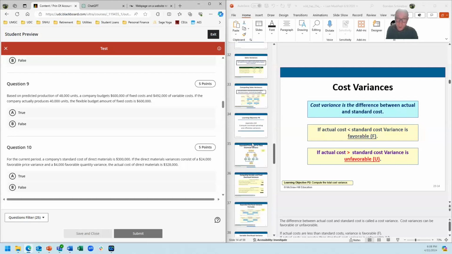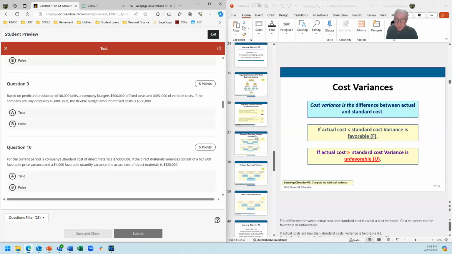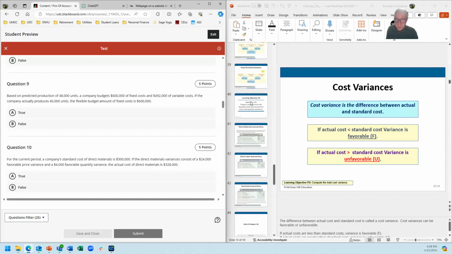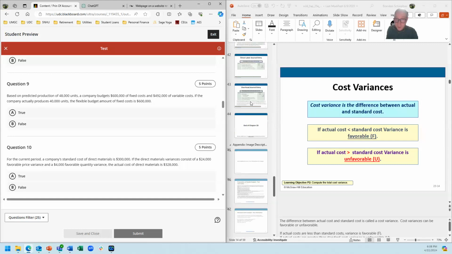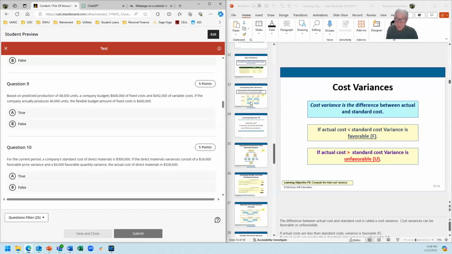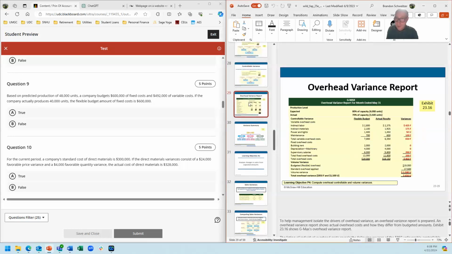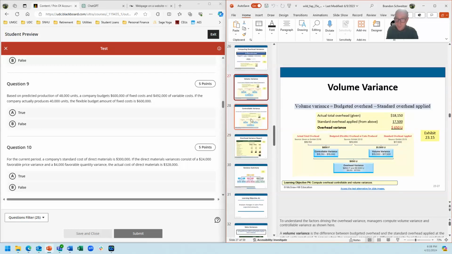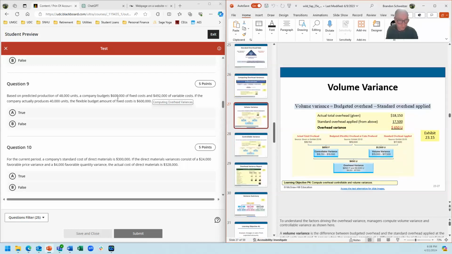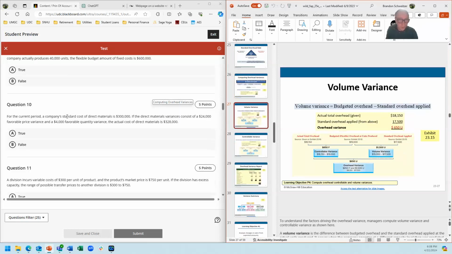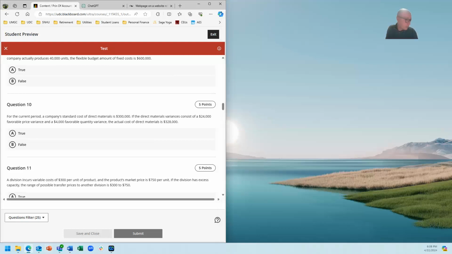When we're talking about those, we're talking about estimates. And you're going to find that predicted production. Remember when we talked about those scales, right? Production, that'd be volume variance. And then question 10 is direct materials cost variance. That's all chapter 23.